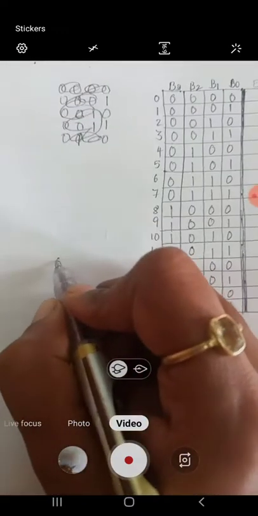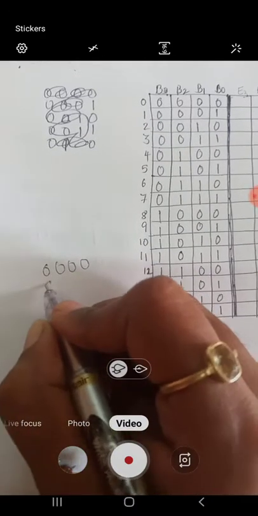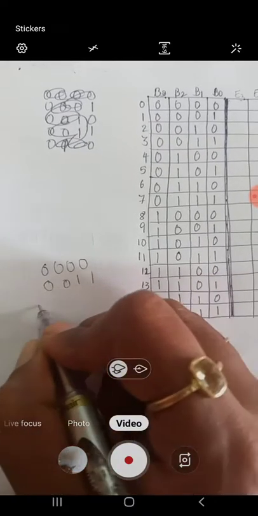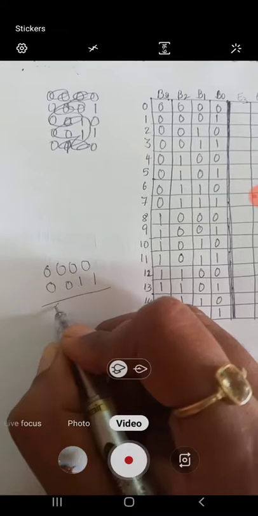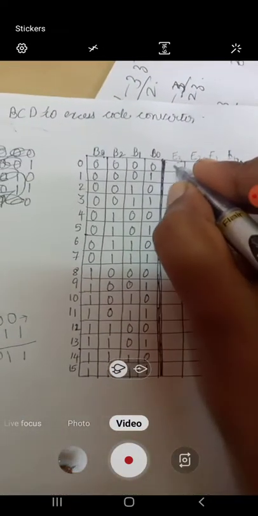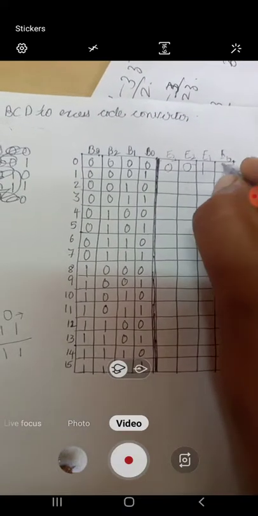So what is the value? 0 0 0 0. If I want to add 3, what is the binary equivalent of 3? It is 0 0 1 1, so this is 2 and this is 1, 2 plus 1 is 3. When you add, what will you get? 0 0 1 1. So for the 0th row I fill in 0 0 1 1.